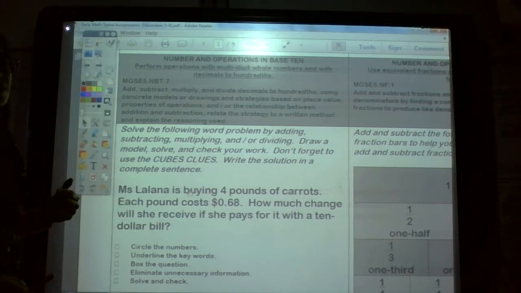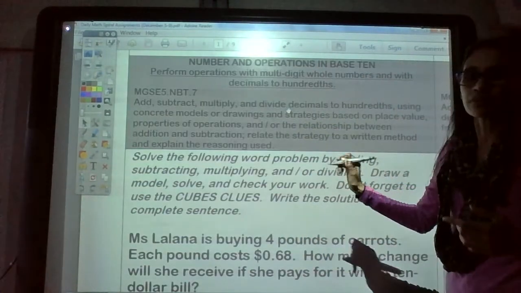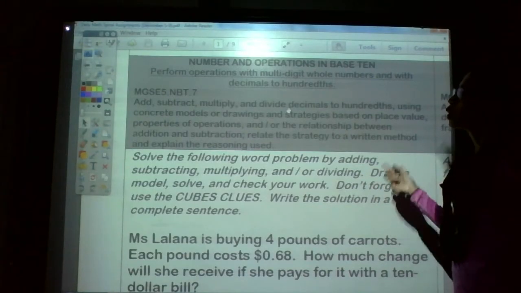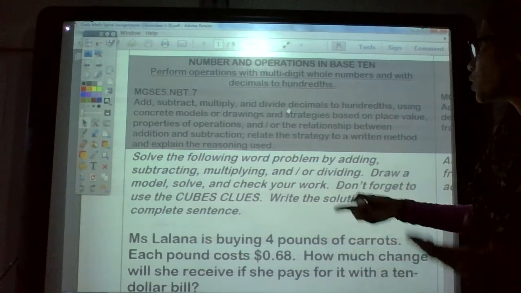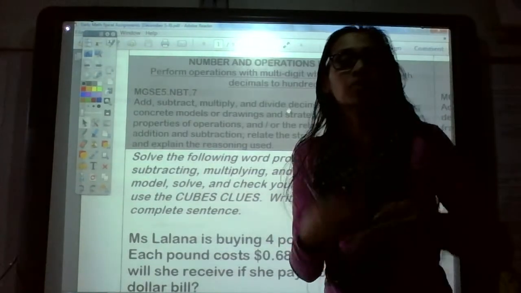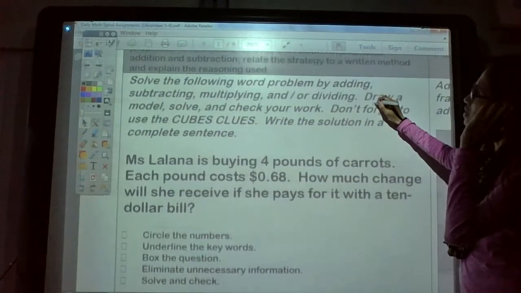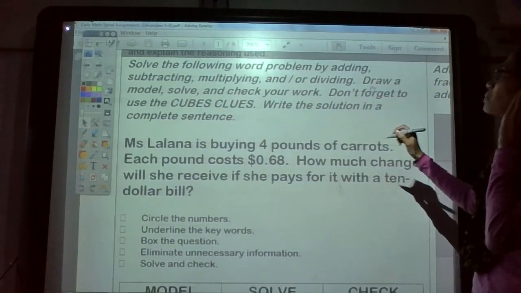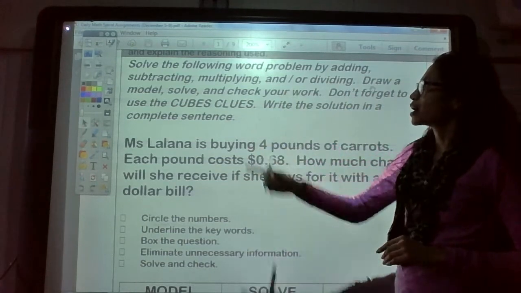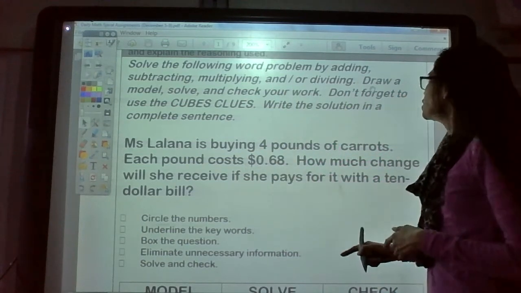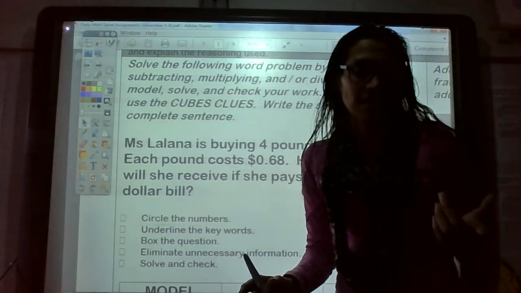Can you see that? Maybe I need to zoom it out a little bit. Is that better? All right. So in this problem, we are going to solve a problem, and we are going to either add, subtract, multiply, and or divide. Let's read the directions. It says solve the following word problems by adding, subtracting, multiplying, and or dividing. Draw a model, solve, and check your work. Don't forget to use the CUBES clues. Write the solution in a complete sentence.